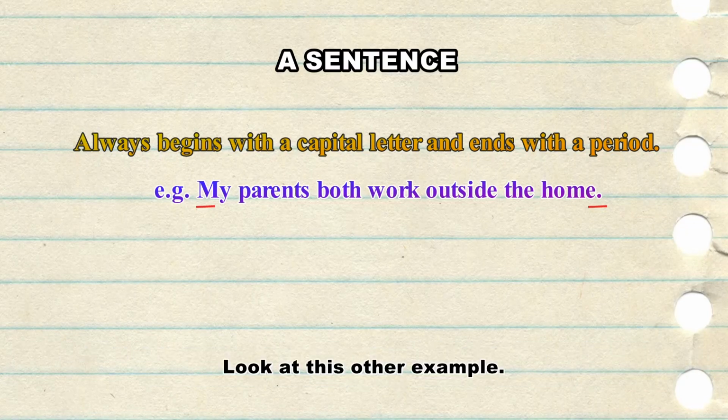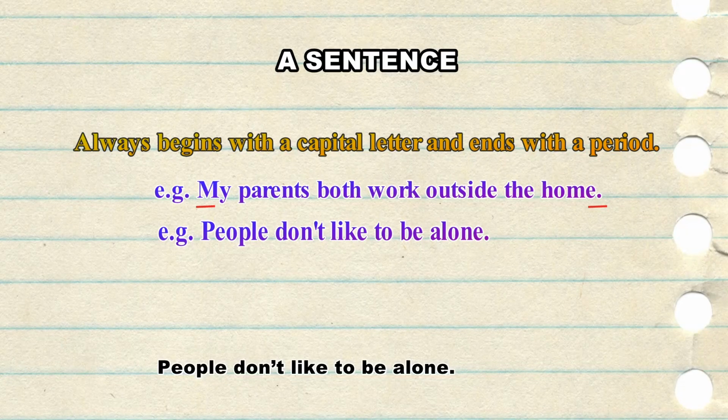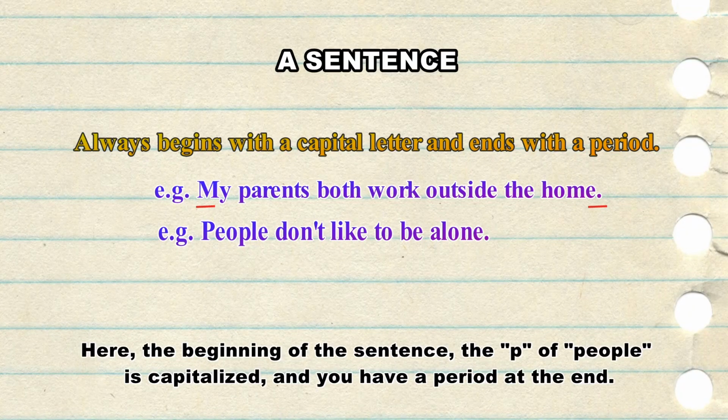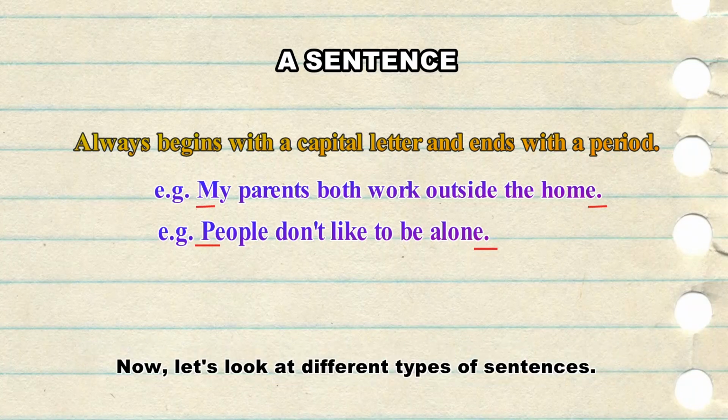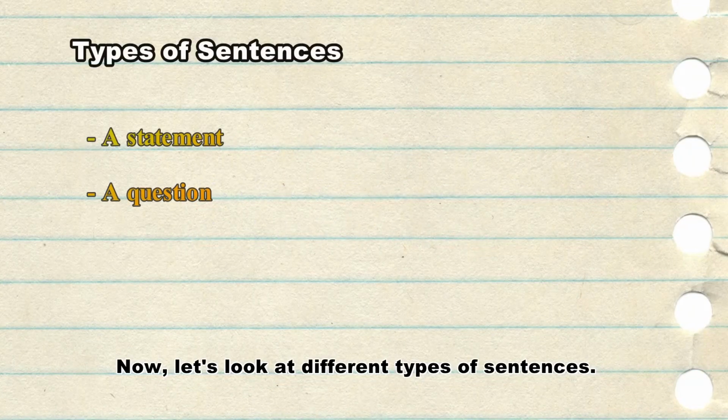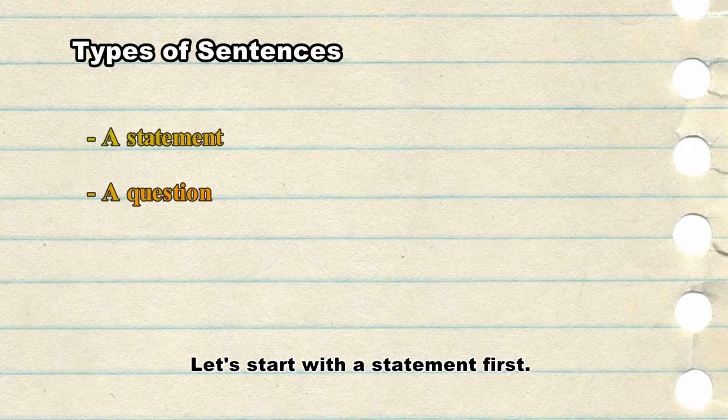Look at this other example. People don't like to be alone. Here, the beginning of the sentence, the P of people is capitalized, and you have a period at the end. Now let's look at different types of sentences. Let's start with a statement first.